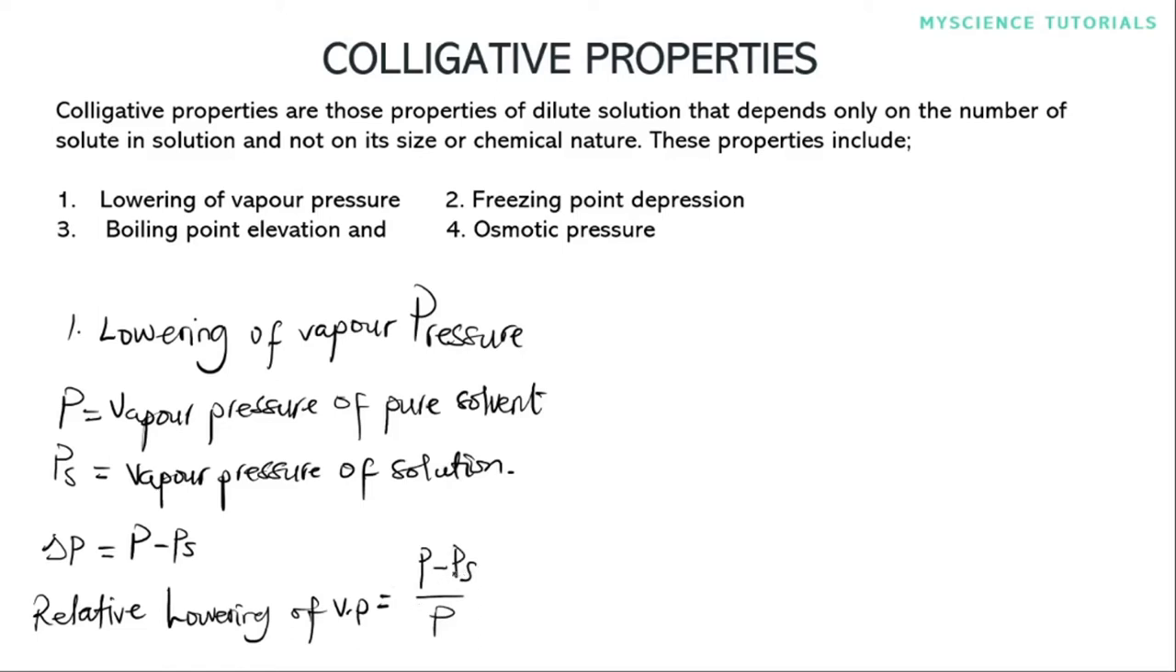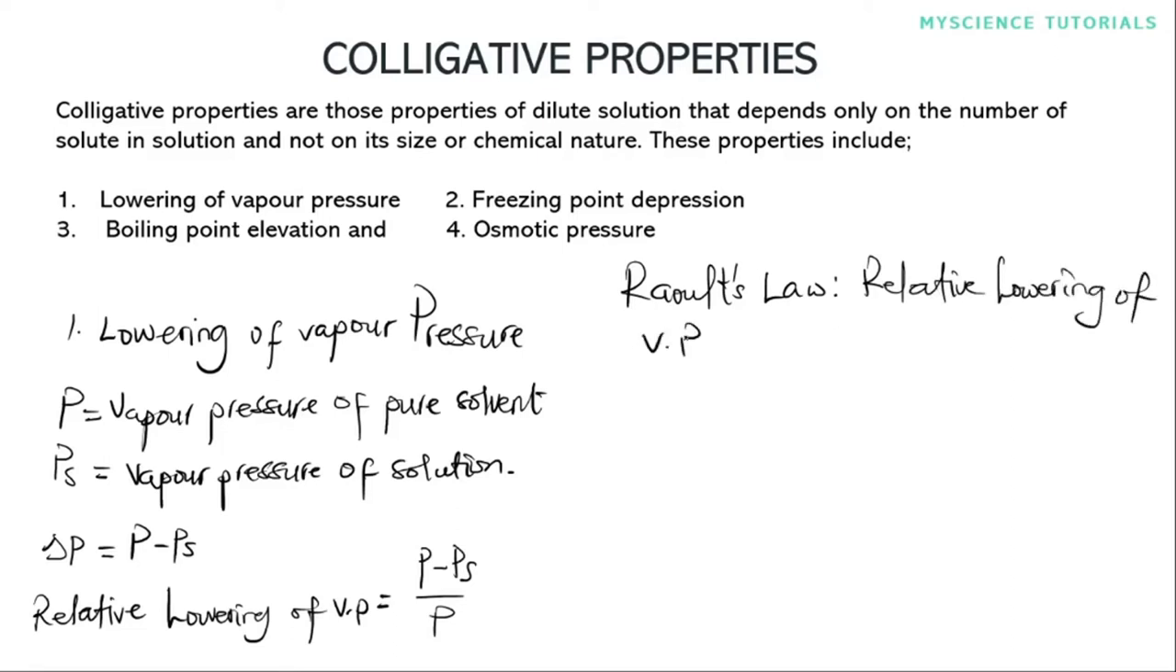Now there is a rule that we call Raoult's law. This law states that the relative lowering of vapor pressure of a dilute solution is proportional to the mole fraction of the solute present in the dilute solution. Now we need to note something in Raoult's law. It states that the relative lowering of vapor pressure is proportional to the mole fraction of solute present in the solution.